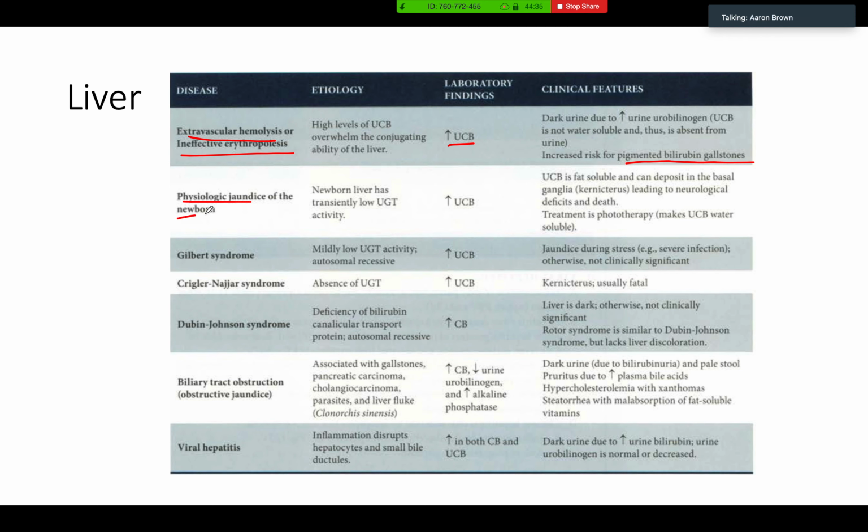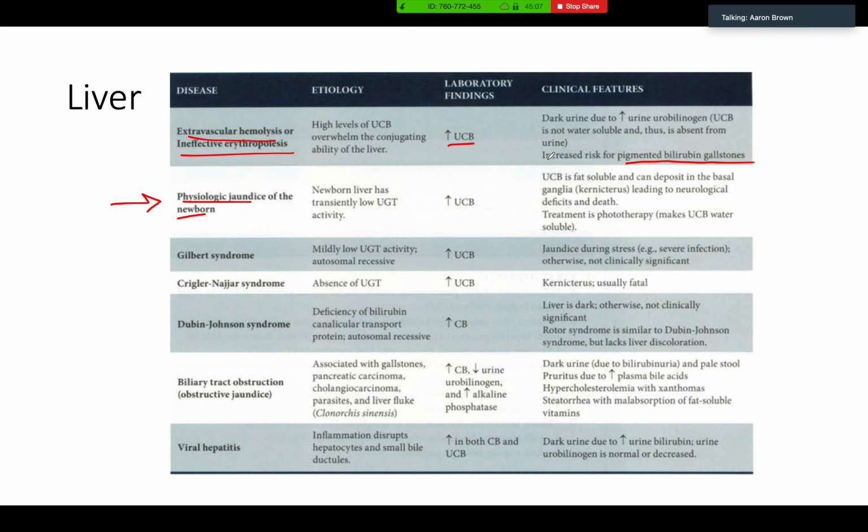Physiologic jaundice of the newborn. When it comes to newborn babies, they have low levels of UDP glucuronosyl transferase. That is just part of being a baby. The baby's liver doesn't have all of the enzymes ready to go. All that machinery is not quite ready yet. That includes that enzyme. And so it is normal, it's physiologic, for babies to get a little bit jaundiced. And I think that we're comfortable with that idea.